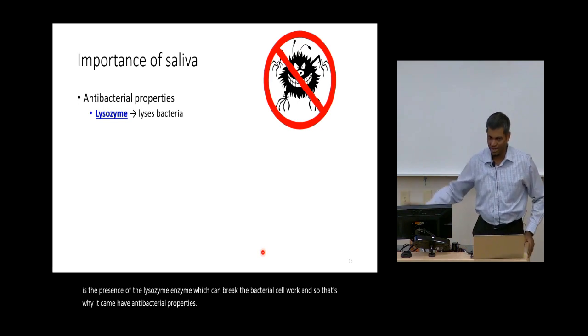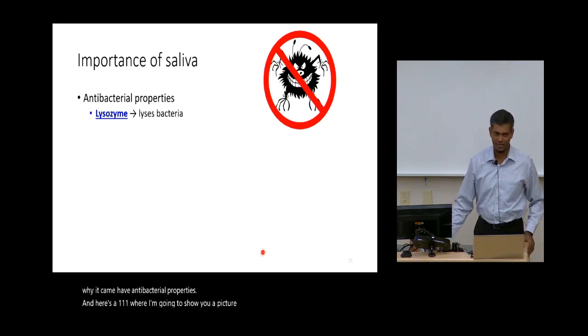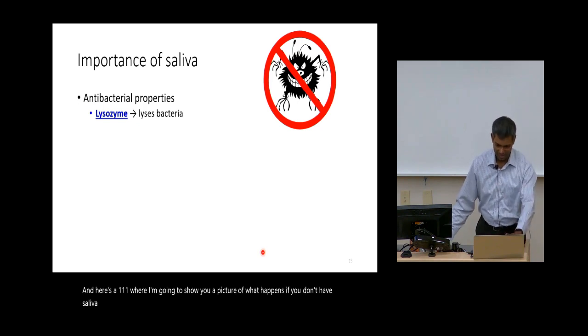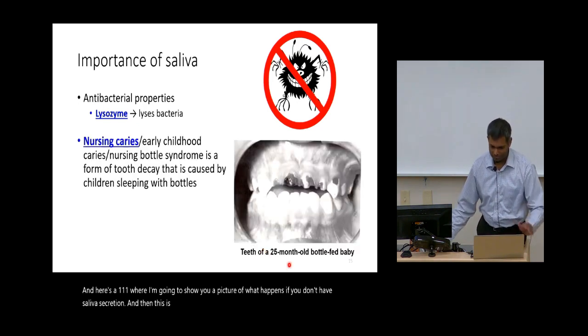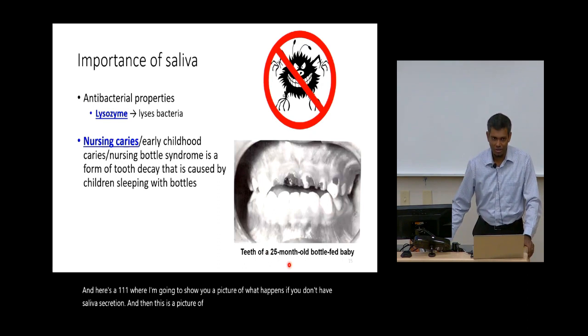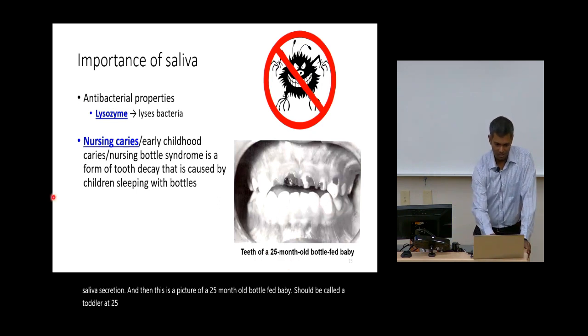And here's a trigger warning, right? I'm going to show you a picture of what happens if you don't have saliva secretion, right? And this is a picture of a 25-month-old bottle-fed baby, should be called a toddler at 25 months old. And so this is a condition known as nursing caries or the nursing bottle syndrome.